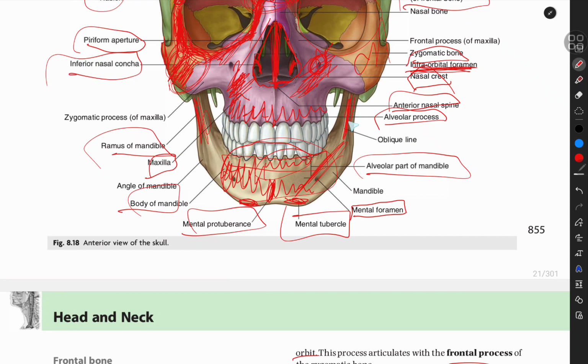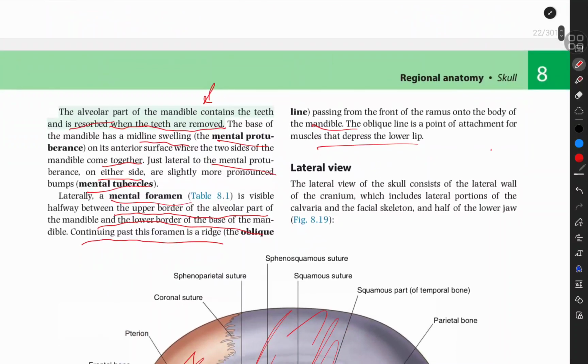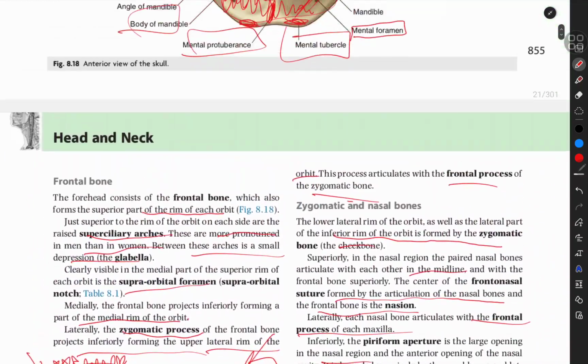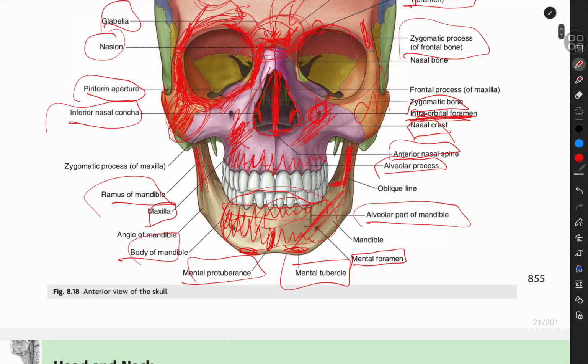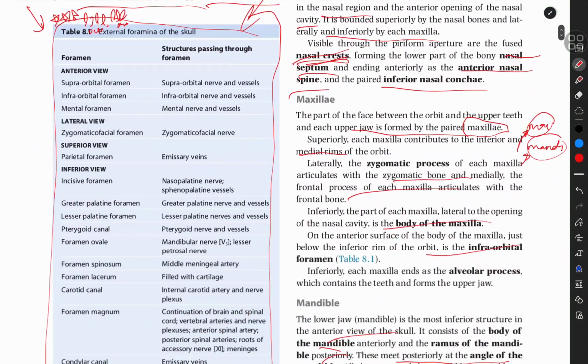These muscles attach to the lip and depress the lower lip. I don't know how they can do it because this oblique line is going up. Oh, so this part. Not that part. This part of the oblique line, muscles attach to the lower lip and pull, not the oblique line, but the lower lip downwards.